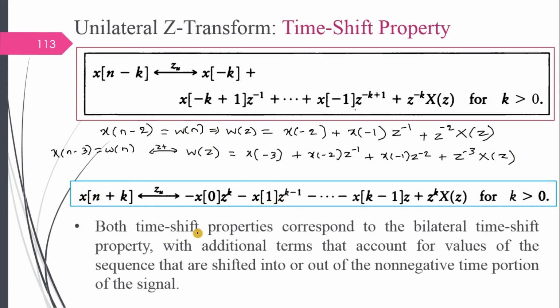So here, both time shift properties correspond to the bilateral time shift property with additional terms that account for values of the sequence that are shifted into or out of the non-negative time portions of the signal. It is the same as bilateral. What is the change? We are just taking out the samples for negative n. When n is at a negative value, those values have been taken out, because who knows, its initial condition might be 0. So we are on the safer side, keeping it outside. Now here x of z is perfectly the unilateral Z transform. We can apply it because it exists only on the positive axis. So this is the format we follow.